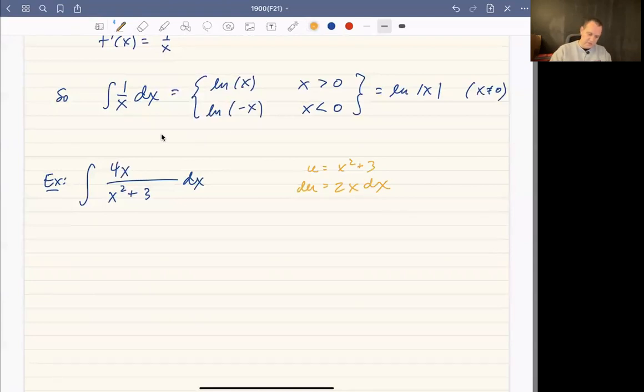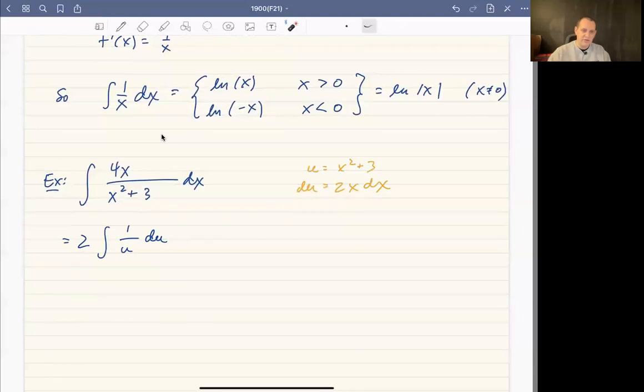There are a few different ways that you can handle this. However you want to handle it, you're going to end up with 2 times the integral of 1 over u du. Because for the 4x, you can write 4 as 2 times 2 and bring one of the 2's out, and then the other 2 gets incorporated in the du. Or you can bring the 4 out and then bring this 2 over, and you get 4 times 1/2.